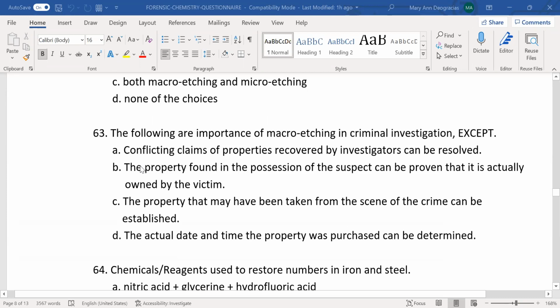Ay, tapos na tayo dito. 63 repeated na to. So this is letter D. The answer is letter D.